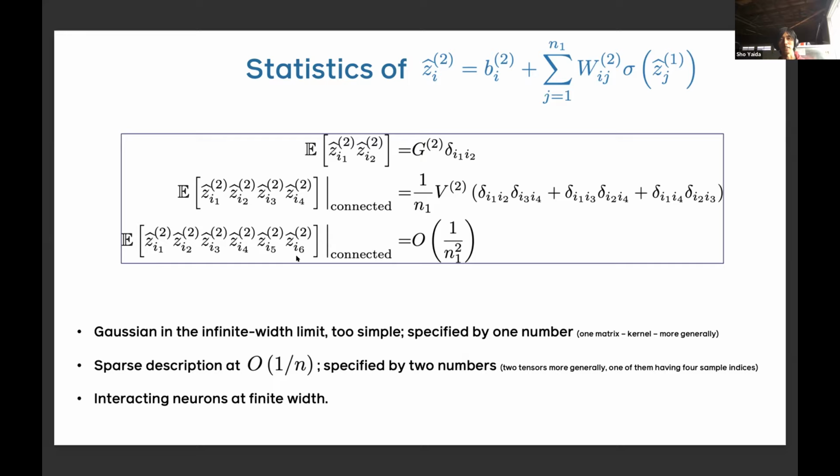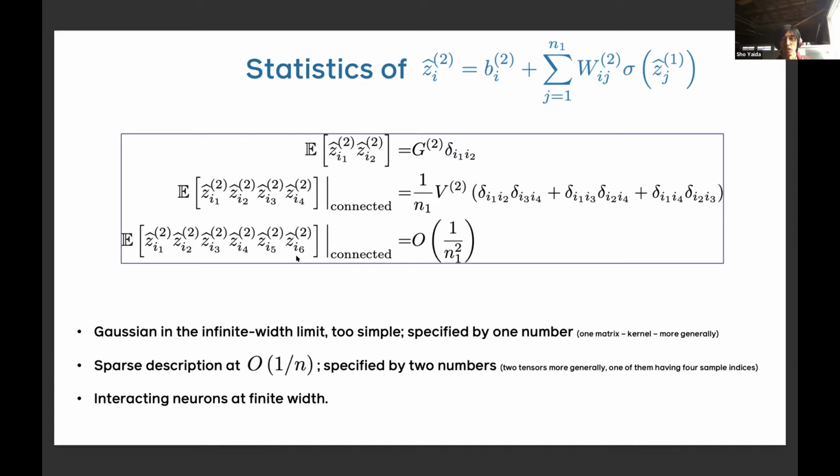So first, if you take the extreme limit of n1 going to infinity, then this just reduces to the Gaussian expectation. All the higher cumulants vanish and you are just left with the simple information of the second moment. And it's specified by one number here, just G. In general, if you consider multiple inputs, it'd be one matrix, which is called the Gaussian process kernel, or kernel more generally. But now you try to up the ante and describe the distribution at order 1/n. Then it's specified by two numbers rather than one.